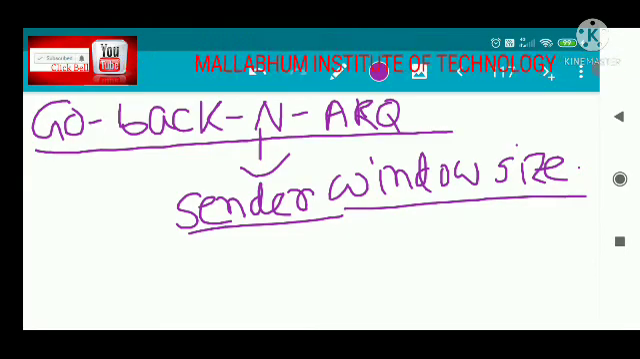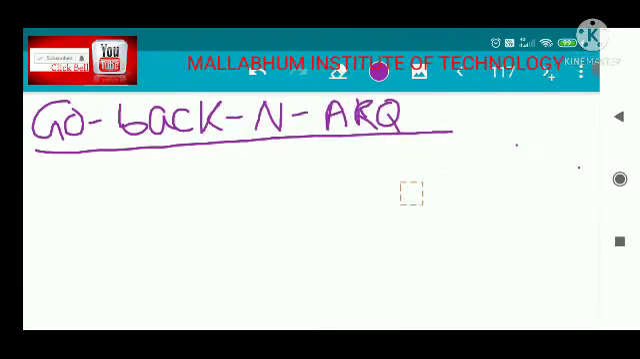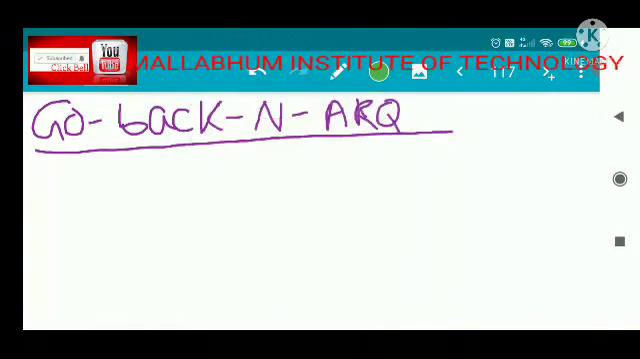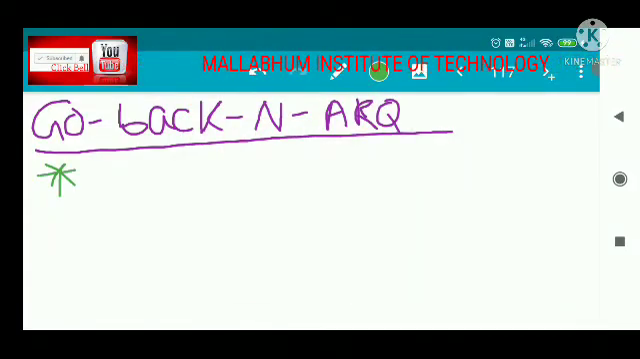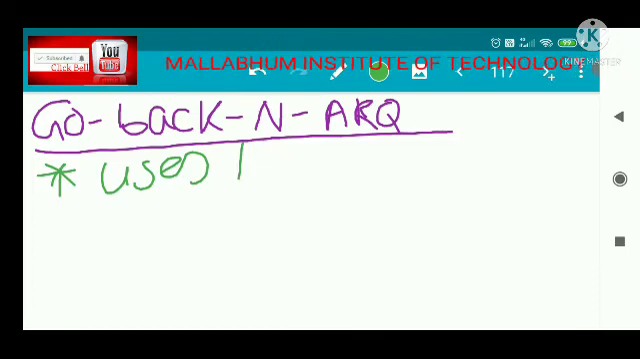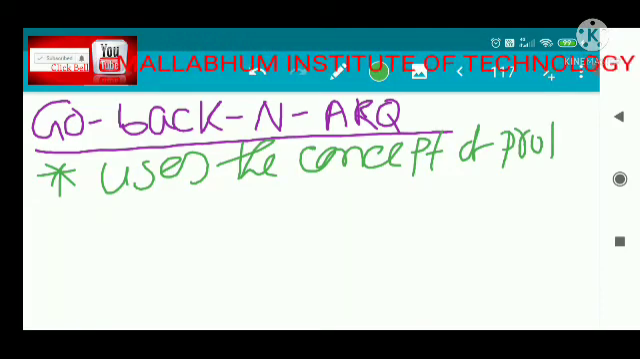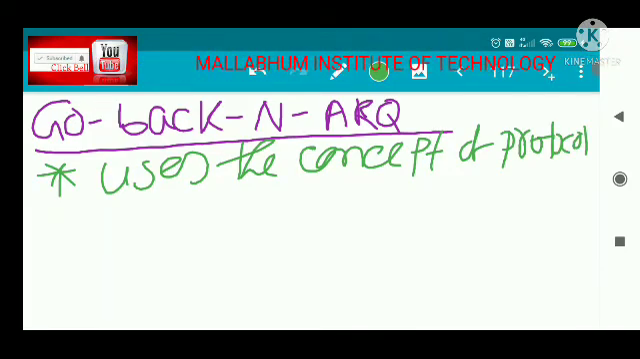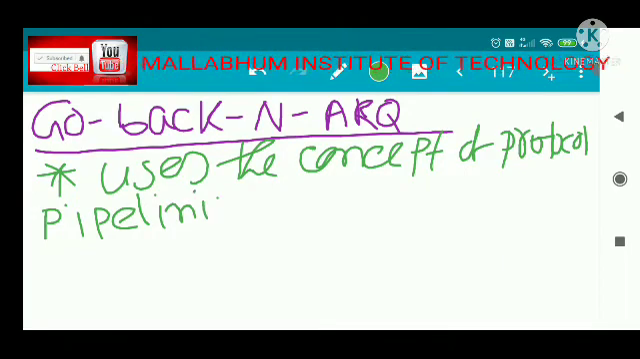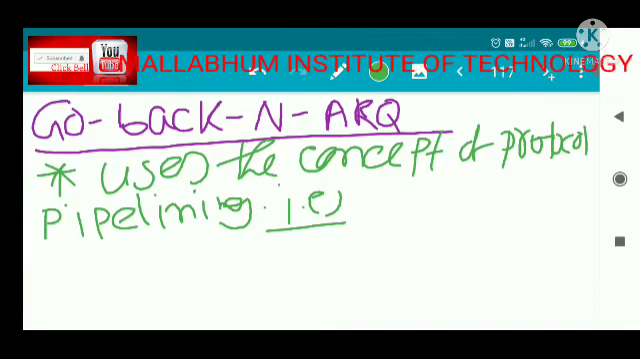Now there are some characteristics of go back N ARQ that we would like to discuss here. I will write them down one by one. The first characteristic is that go back N ARQ uses the concept of protocol pipelining. That means the sender can send multiple frames before receiving the acknowledgement for the first frame.